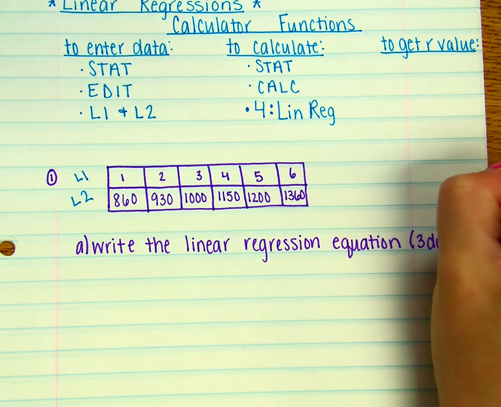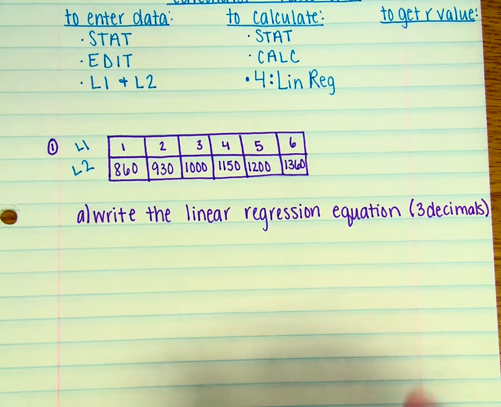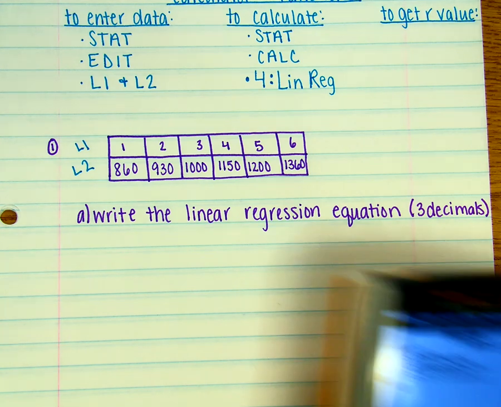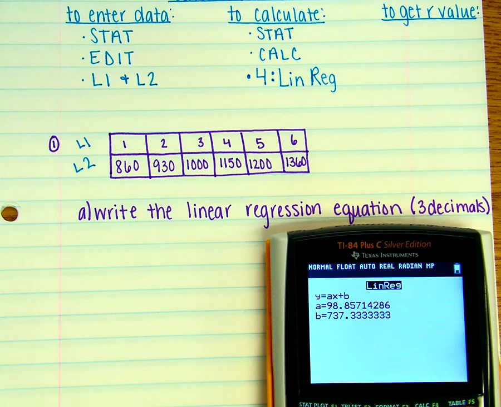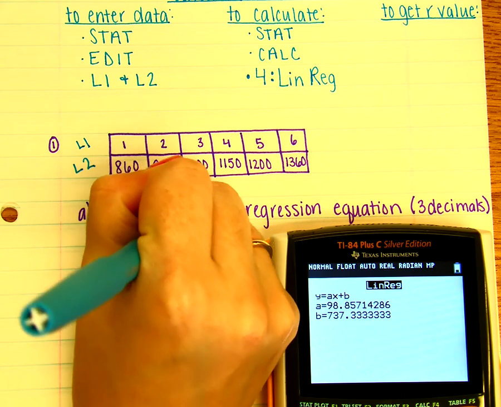And in parentheses, I'm going to write 3 decimals because we want to make sure that we're rounding to 3 decimal places. Our calculator gives us a bit of information on our screen here. It says y equals ax plus b.